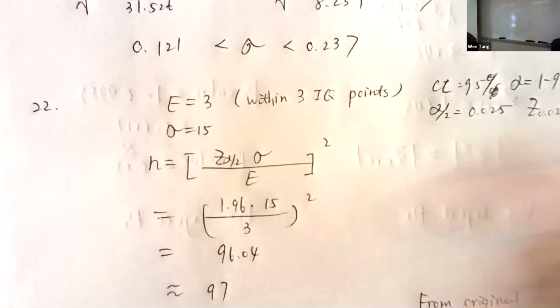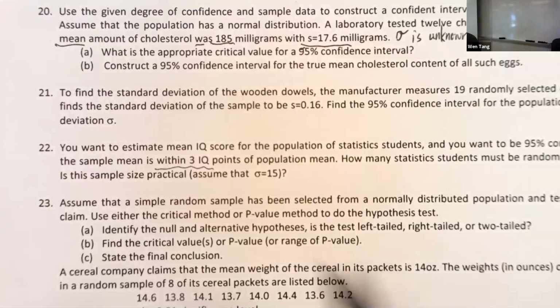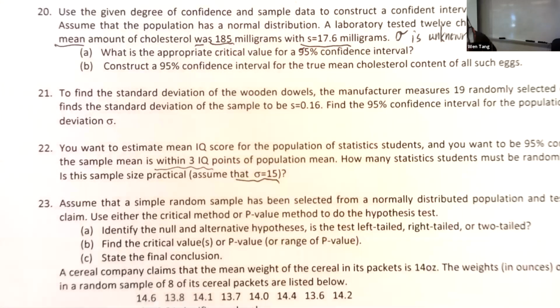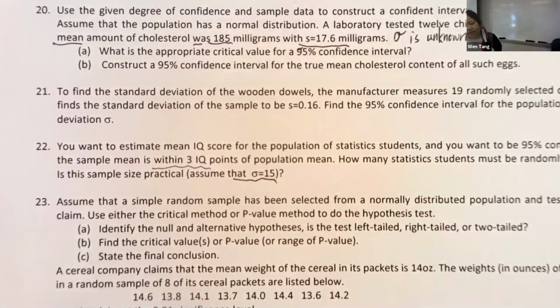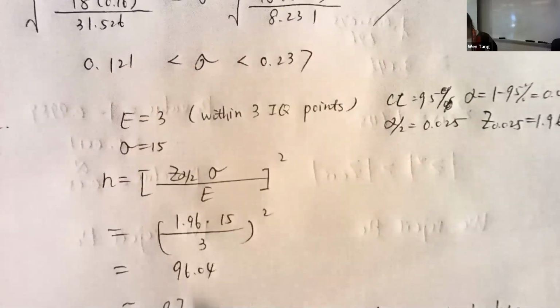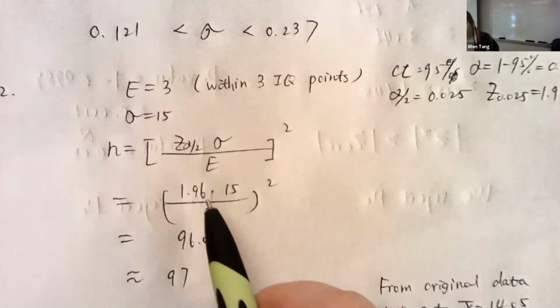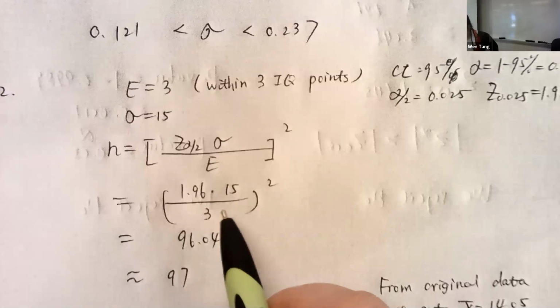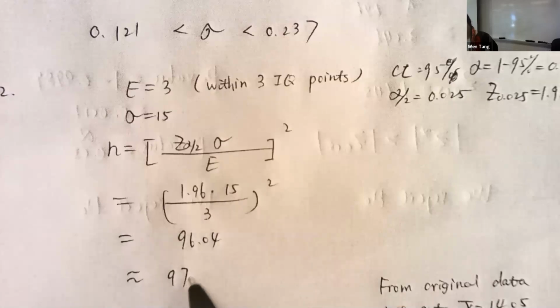And then we also get sigma, which is 15, because here we assume sigma is equal to 15. So the remaining part is not hard. We only need to plug into the formula to get to the end. But remember, we always round up. Even though this is 96.04, we still need to round up to get 97.